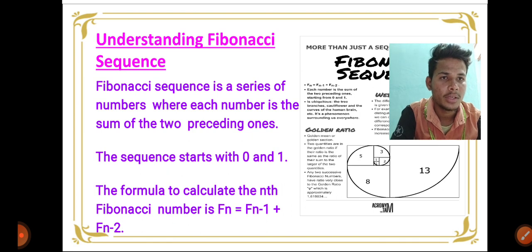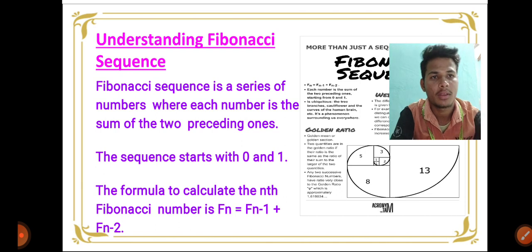It appears in tree branches, curves of the human brain, etc. It's a phenomenon surrounding us everywhere. The golden ratio, for example, also called the golden mean or golden section: two quantities are in the golden ratio if the ratio of the two is the same as the ratio of their sum to the larger of the two quantities. Any two successive Fibonacci numbers have a ratio very close to the golden ratio, which is approximately 1.618.